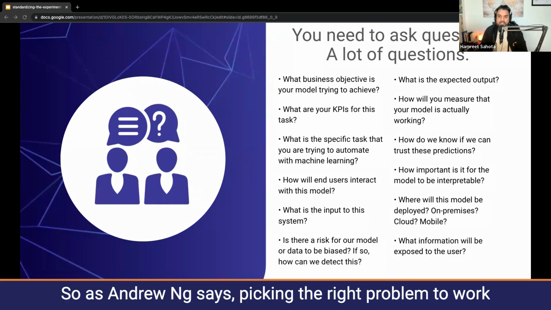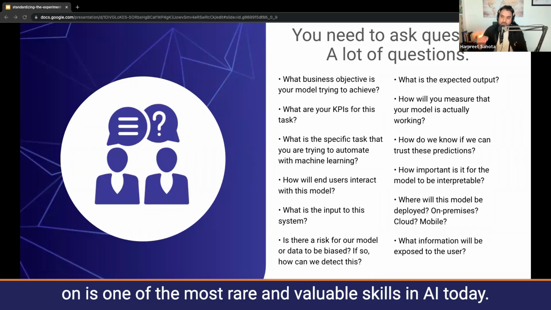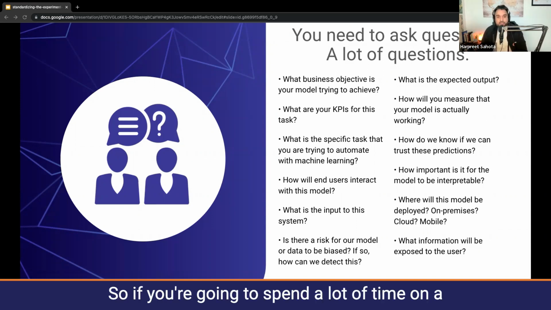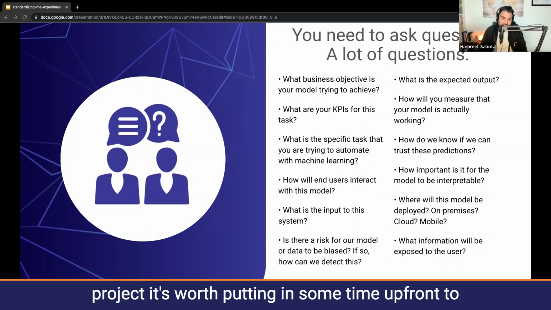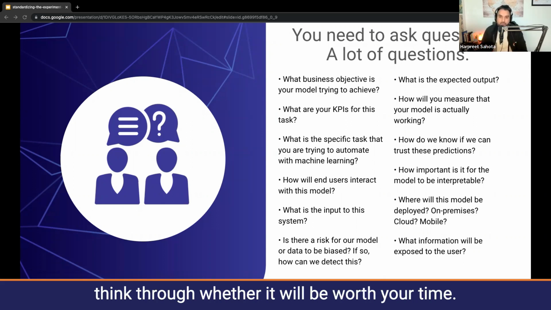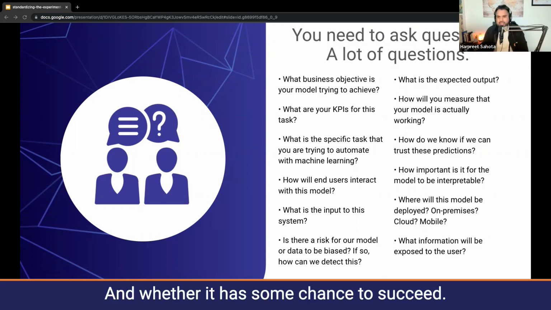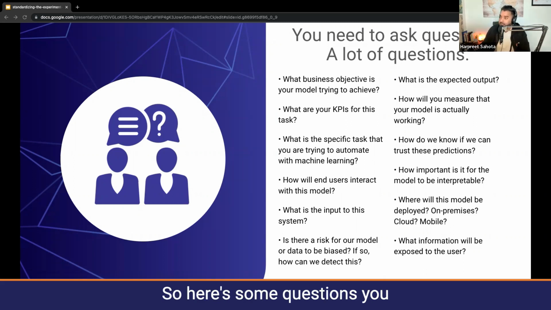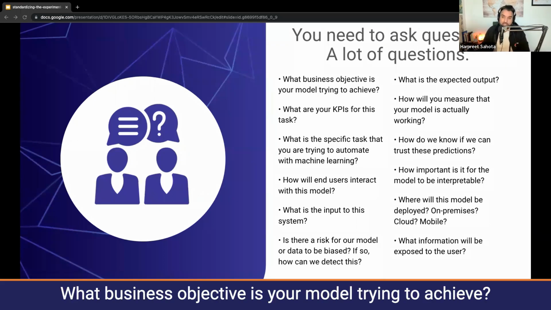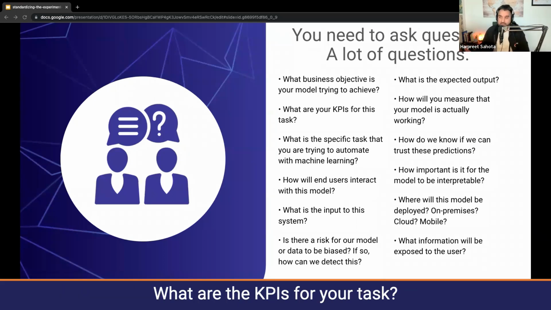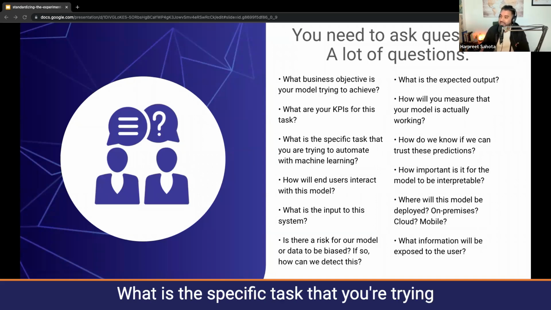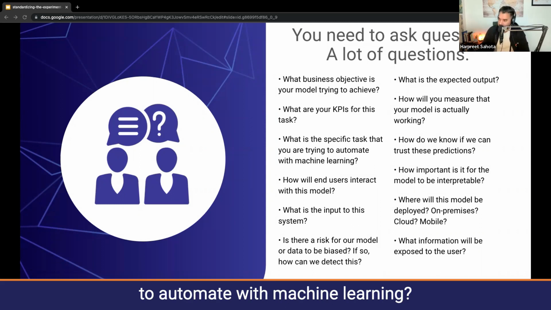Going through this process requires foresight and will help you determine whether you're working on the right problem or not. As Andrew Ng says, picking the right problem to work on is one of the most rare and valuable skills in AI today. So if you're going to spend a lot of time on a project, it's worth putting in some time up front to think through whether it'll be worth your time and whether it has some chance to succeed. So here's some questions you might want to think about asking. What business objective is your model trying to achieve? What are the KPIs for your task? What is the specific task that you're trying to automate with machine learning?